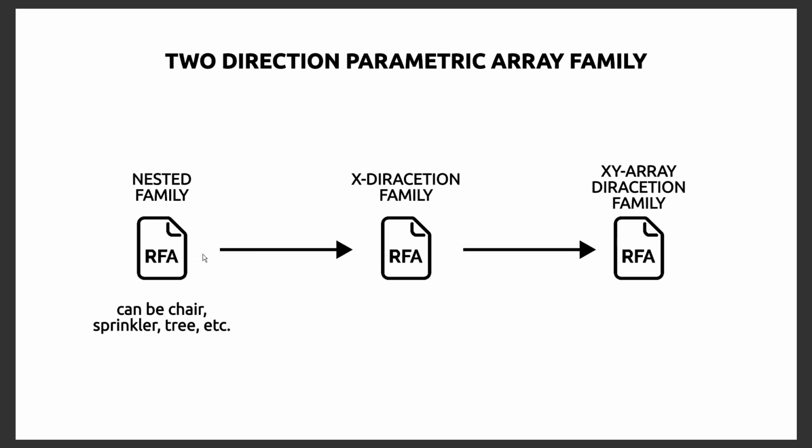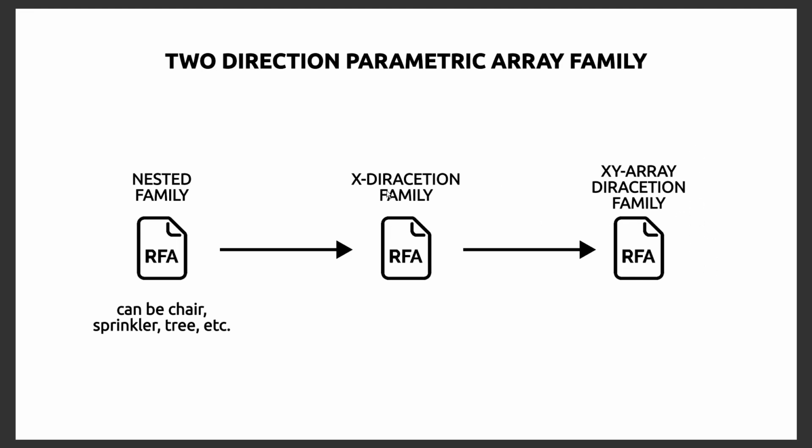Then we will nest this family into another family where we will create an array which will be only in one direction, in the x direction. That means horizontal from left to right. Then this family will be again nested into another family where we will create an array in the y direction. Y direction is the vertical from bottom to top.